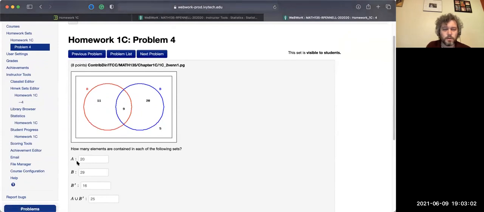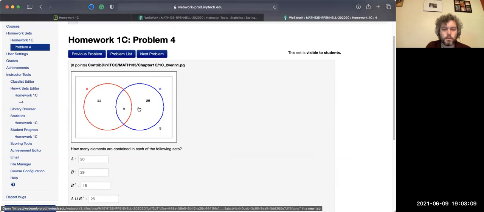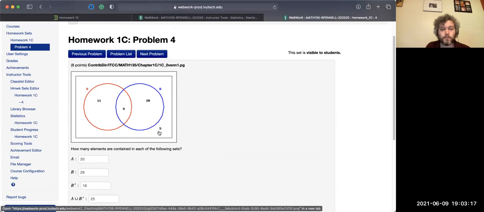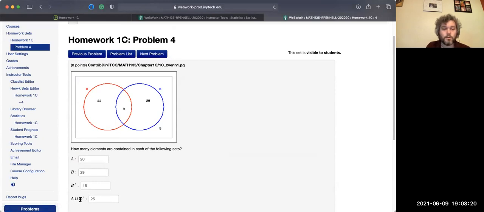Okay, this is very similar. Add 11 and 9 to get 20 for A. B, 20 and 9 make 29 for this B over here. B complement would be this 11 and 5. And then A union B complement.